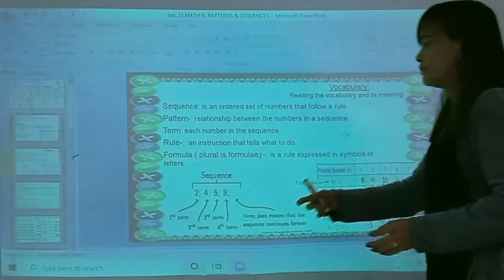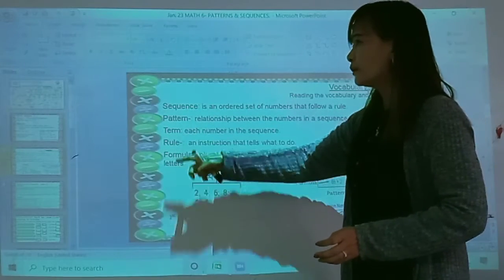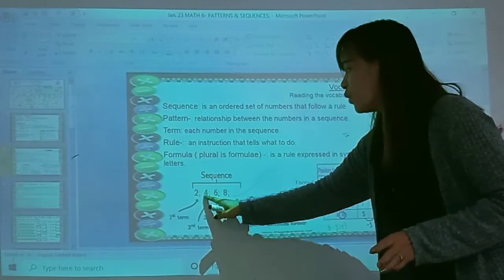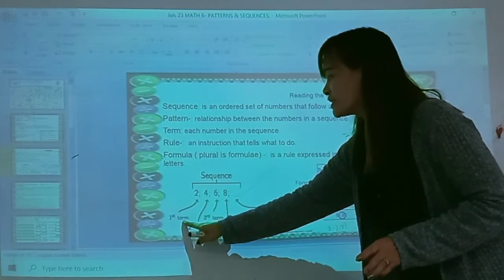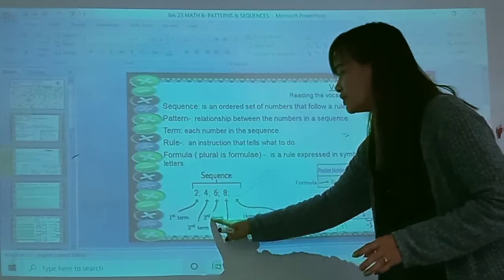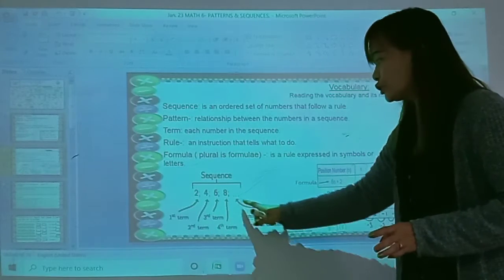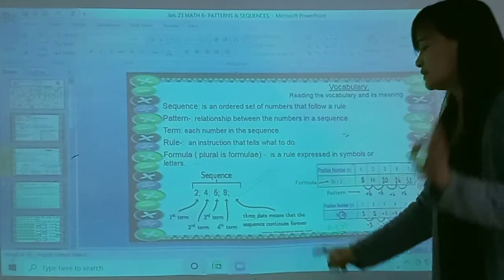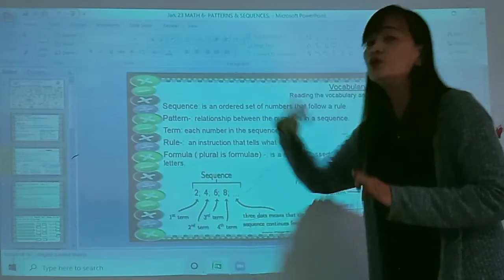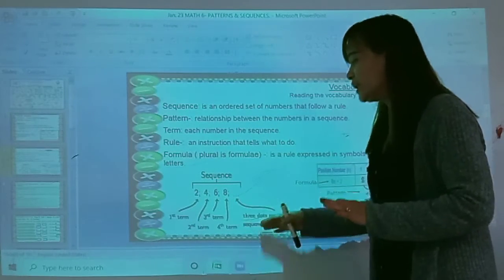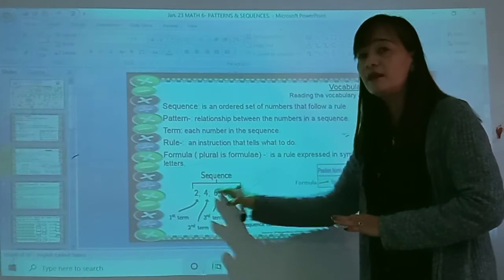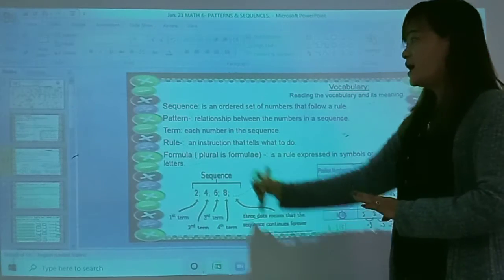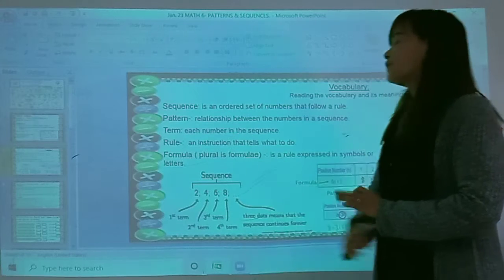How about term? A term is each number in the sequence. Like this one, this is the first term, the second term, the third term, and the 8th term. If you see 3 dots in the given sequence, it means it continues forever. You are going to continue the numbers to find the next number in the sequence. Again, class, this is what we call the term.